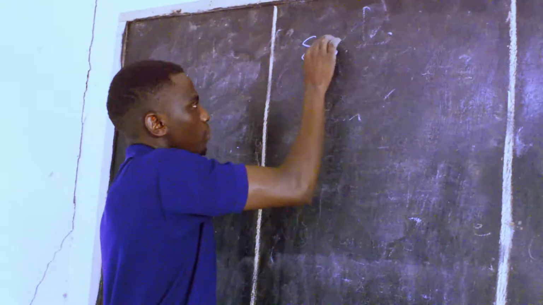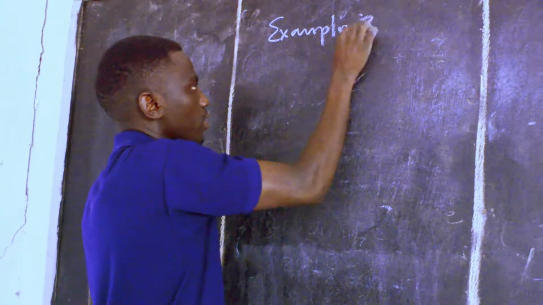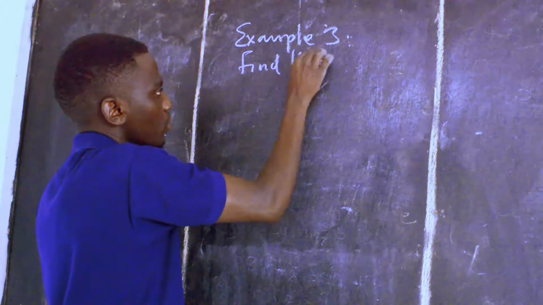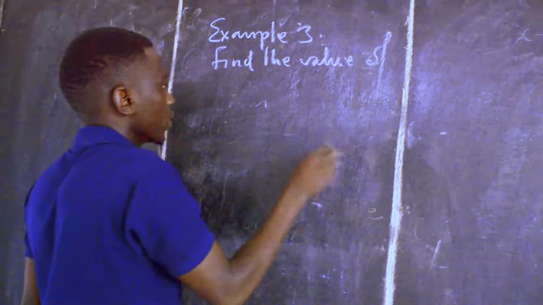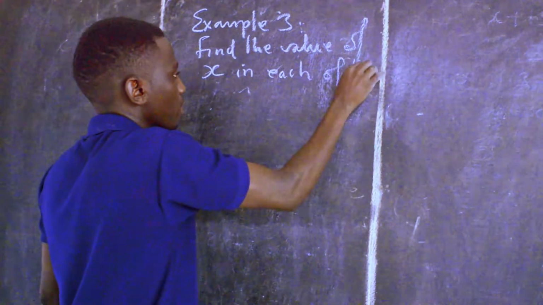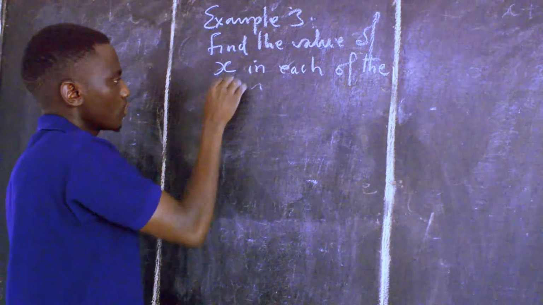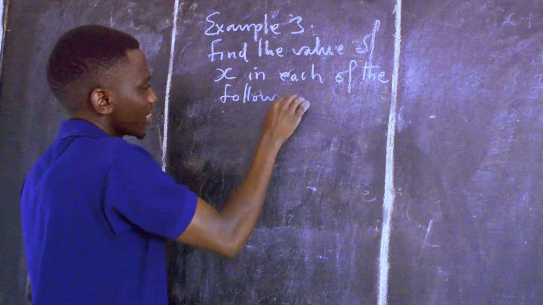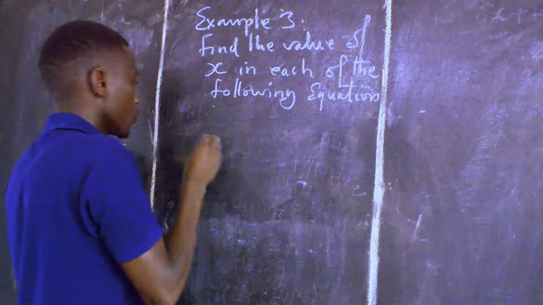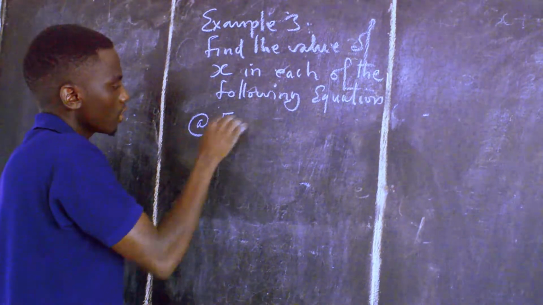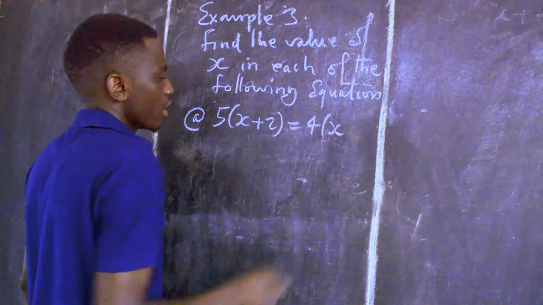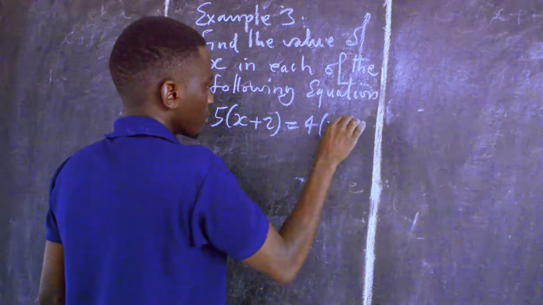Okay, Example 3. Example 3, find the value of x in each of the following equations. You have the equation like this here. We have 5 bracket x plus 2 is equal to 4 bracket x plus 3.